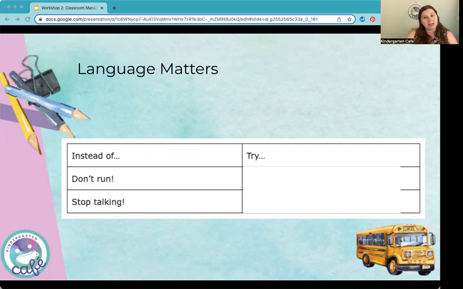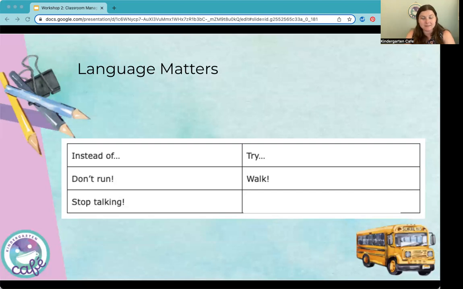Instead of don't run, we could say walk. That's it. Just walk. Instead of stop talking, we could say work quietly. That's it. It's just exactly what we want them to be doing.